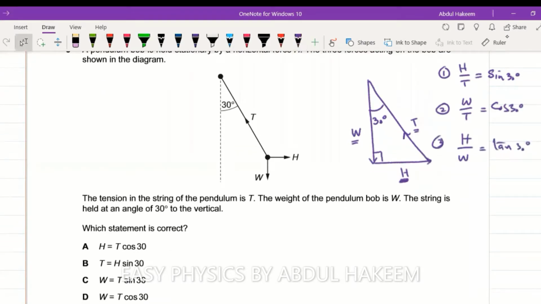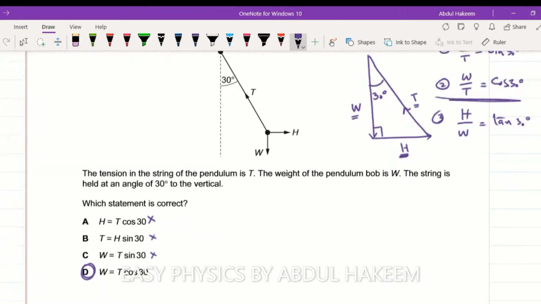Now look at these. This first one is H divided by T equals cos 30. H divided by T is not cos 30, it is sine 30. This is wrong. Then T divided by H is sine 30. No. Sine 30 is H divided by T, not T divided by H. So this is also wrong. And W divided by T is cos 30, not sine 30. So the remaining is D. So D is the option, and we have W divided by T equals cos 30. So D is the answer.